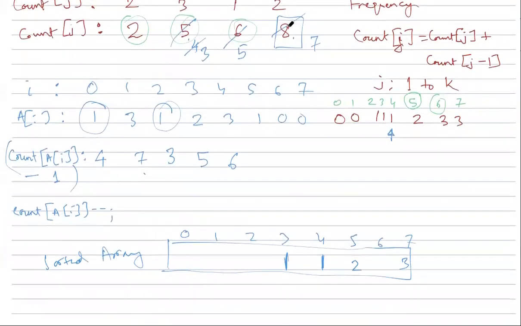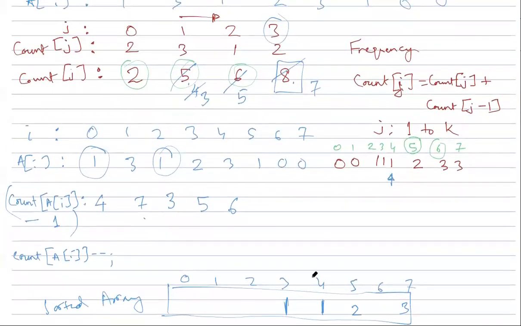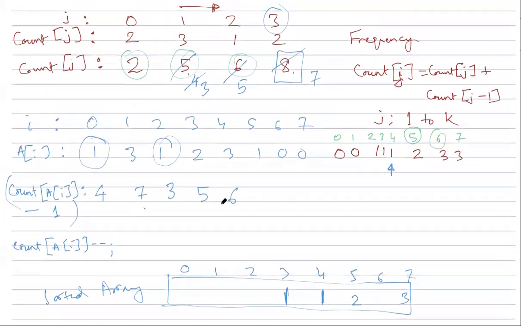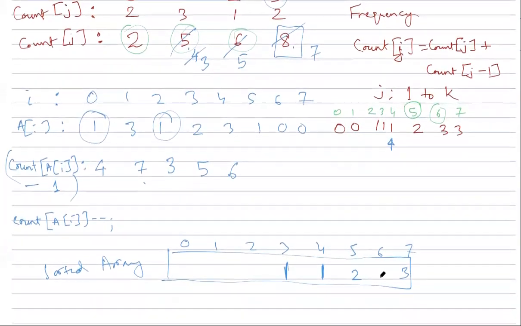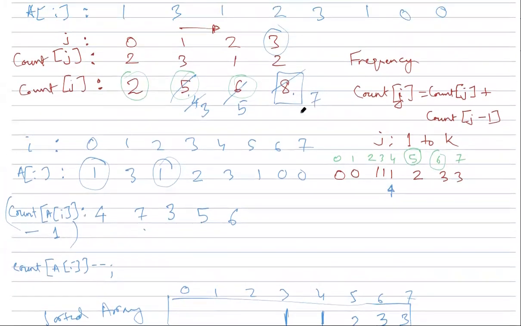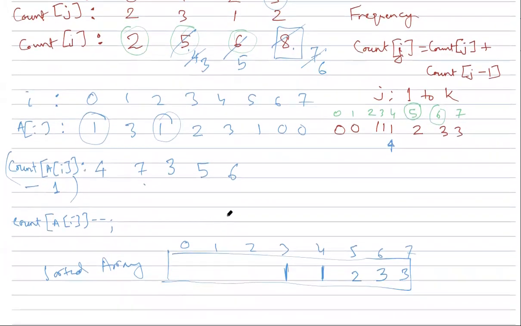So where am I going to position? We're going to position 3 in the 6th position. Okay. And this got decremented to 6. Okay. Next comes 1 again.